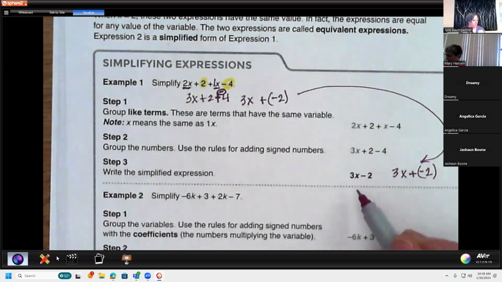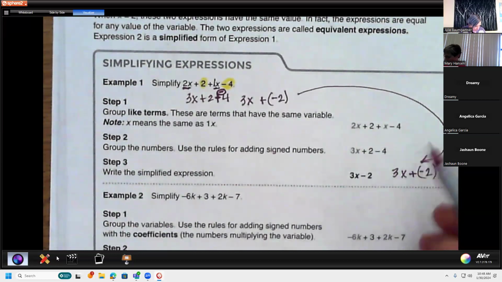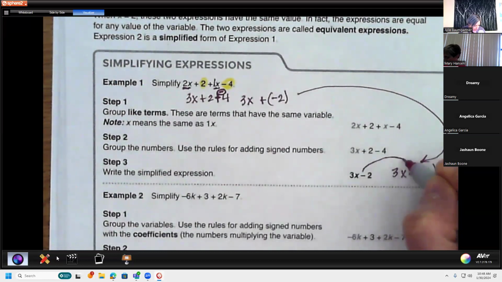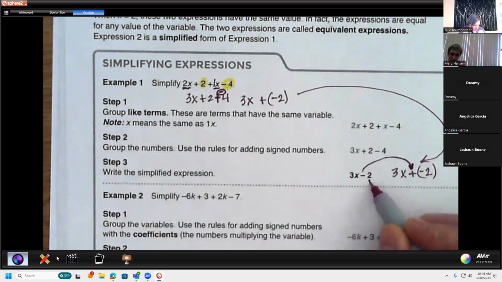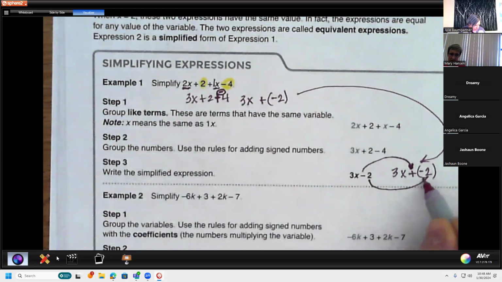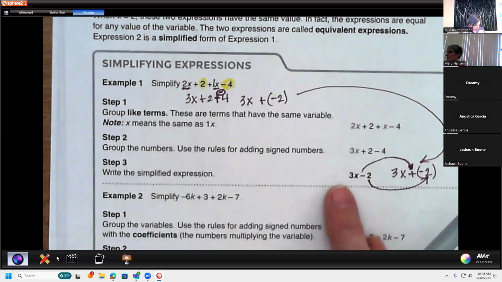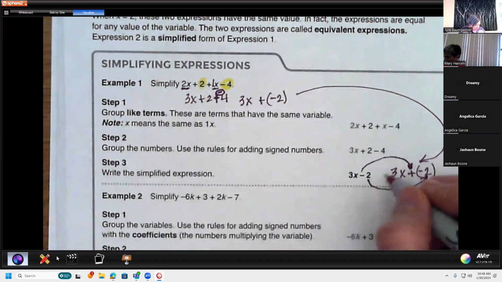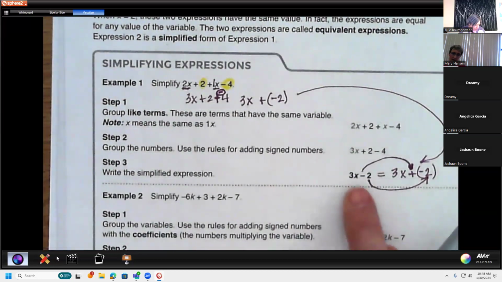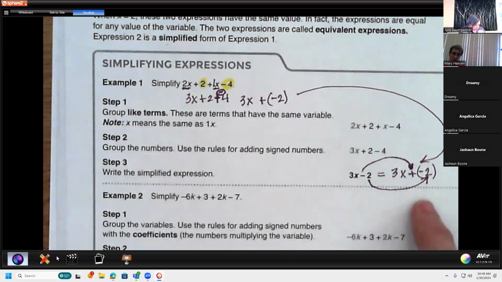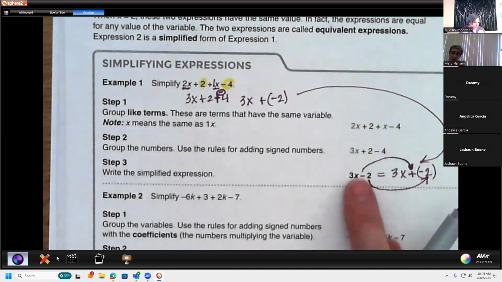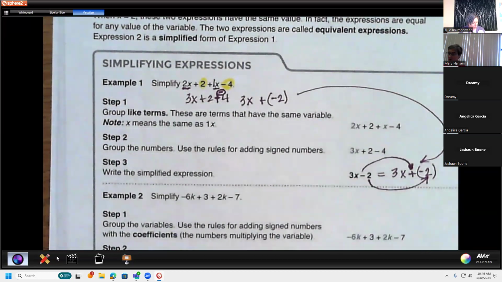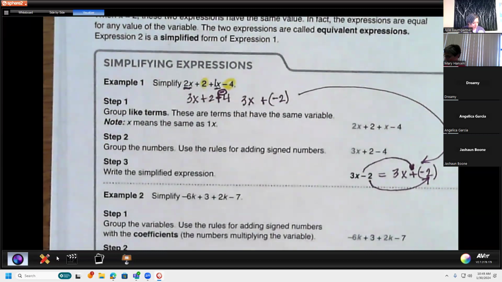We can change subtraction to addition as long as we change the sign of the second number from positive to negative or vice versa. So these 2 expressions are actually equivalent. Okay, so these 2 are equal. Either one of these answers will give you the same answer when you know what x is.